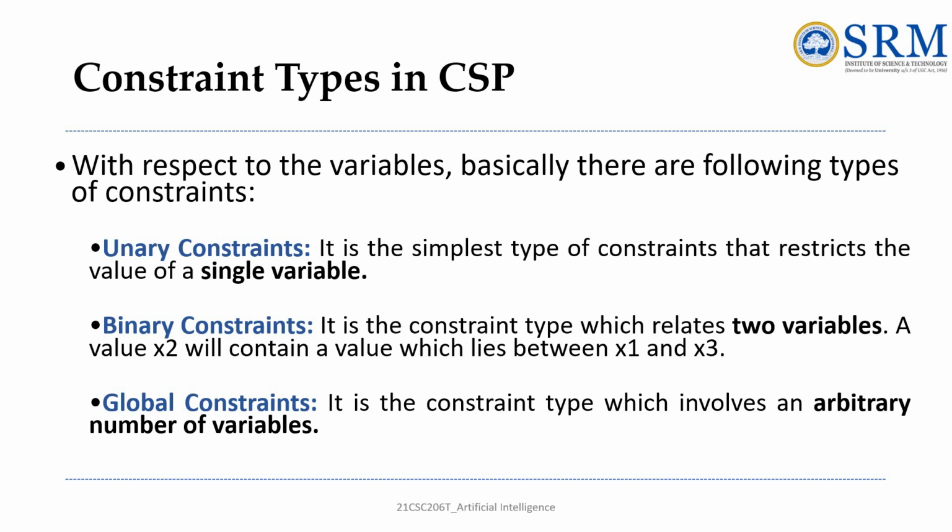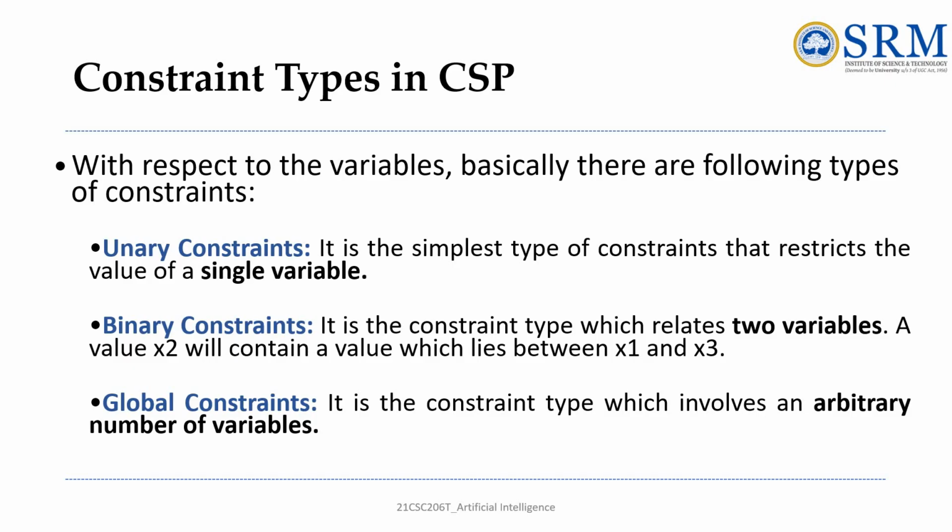Then next, we classify the constraints based on how many variables they involve. First is unary constraints. So they involve only a single variable. For example, x must be greater than 3. And then binary constraints. So these are between two variables. For instance, x1 is not equal to x2.